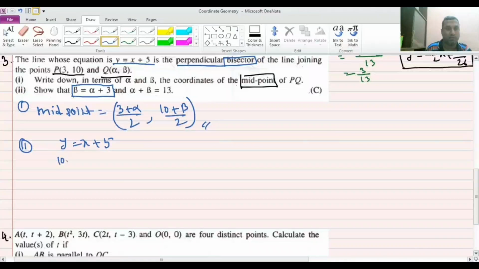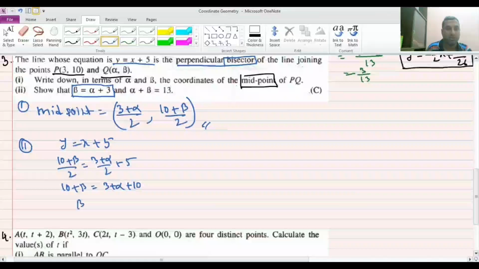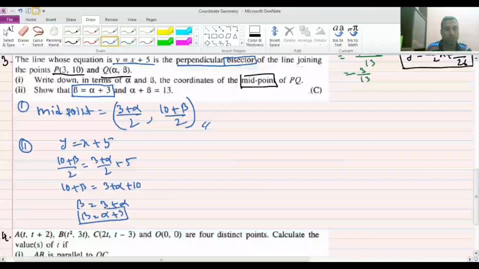So this will be (10 + β)/2 = (3 + α)/2 = 5. Now simplify: 10 + β = 3 + α + 10. Let me subtract 10 from both sides. So β = 3 + α, or α + 3, β = 2 plus, same as the question. This is from part 1.